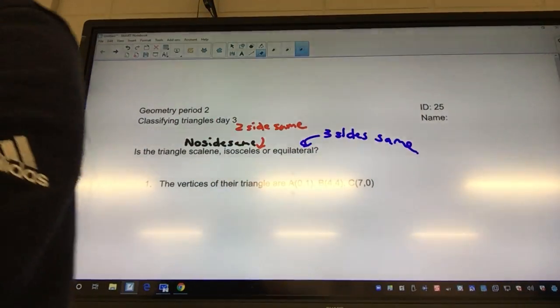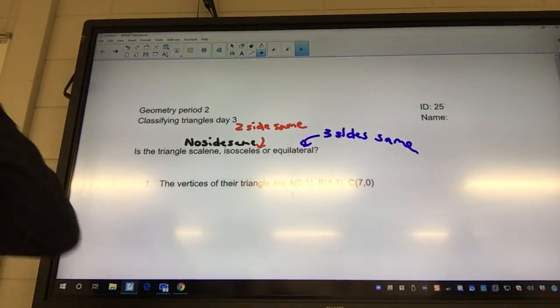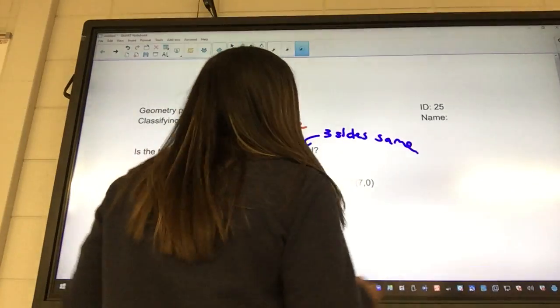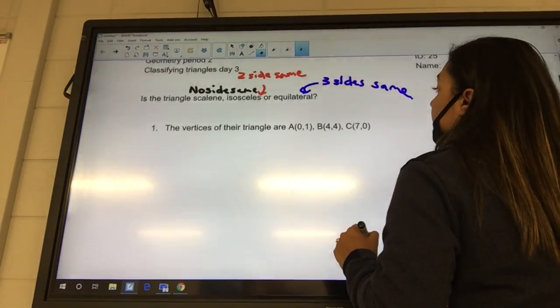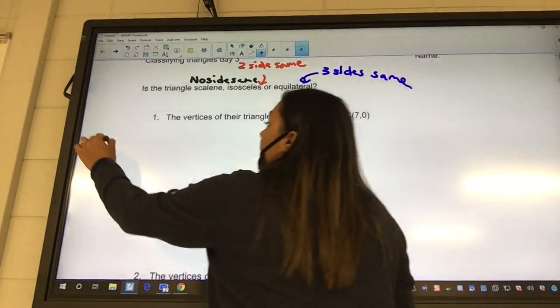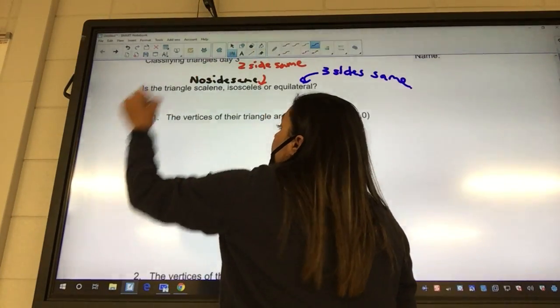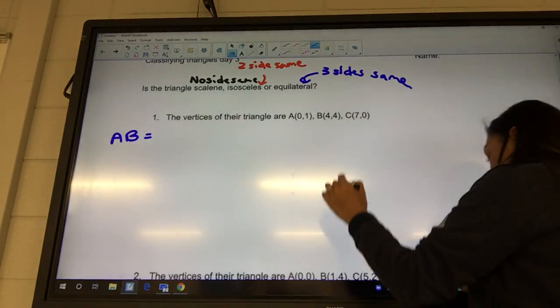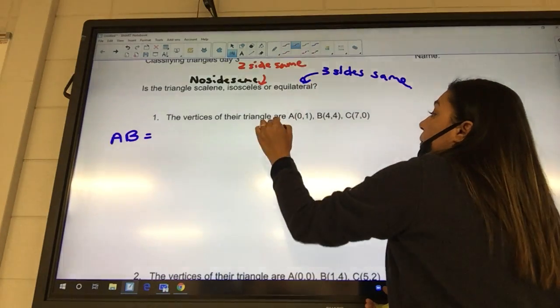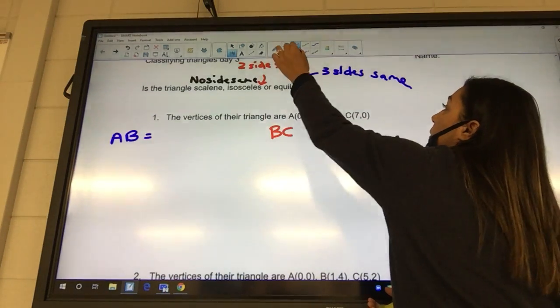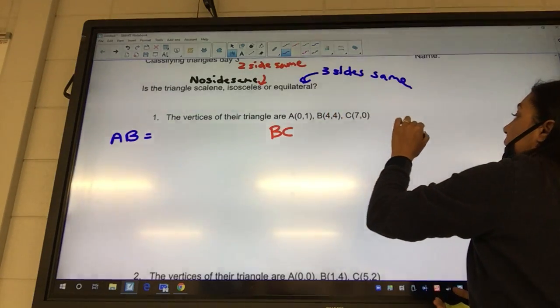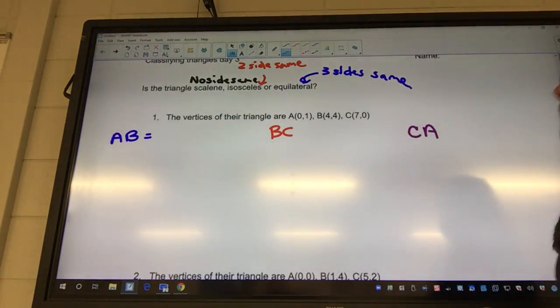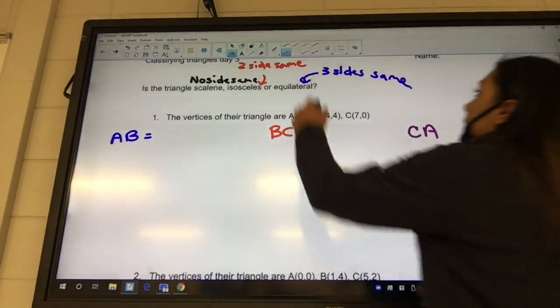Okay, so we have to use the distance formula in order for us to figure this out. And so on all of these, we do AB is going to be one side. We're also going to have BC and CA. Those are the 3 sides of a triangle. It's always going to be that AB, BC, CA.